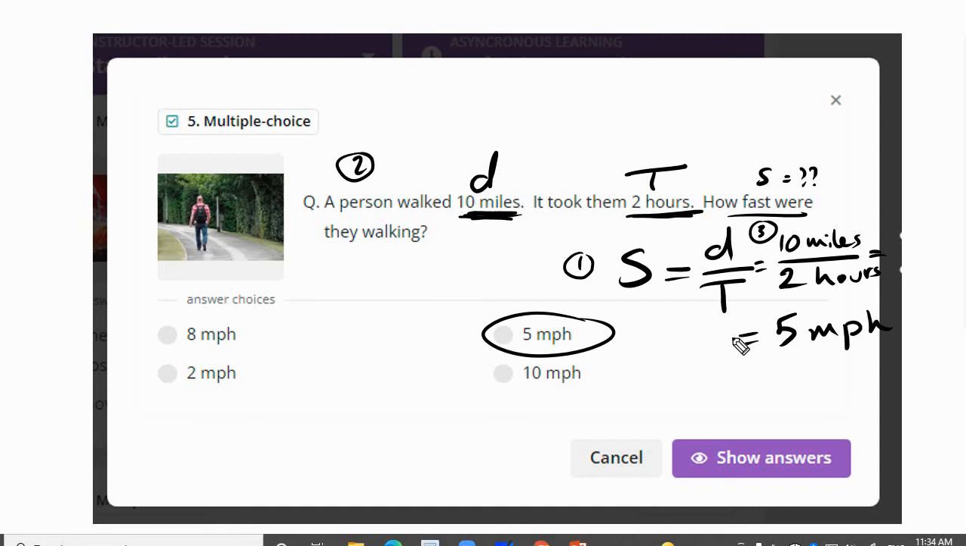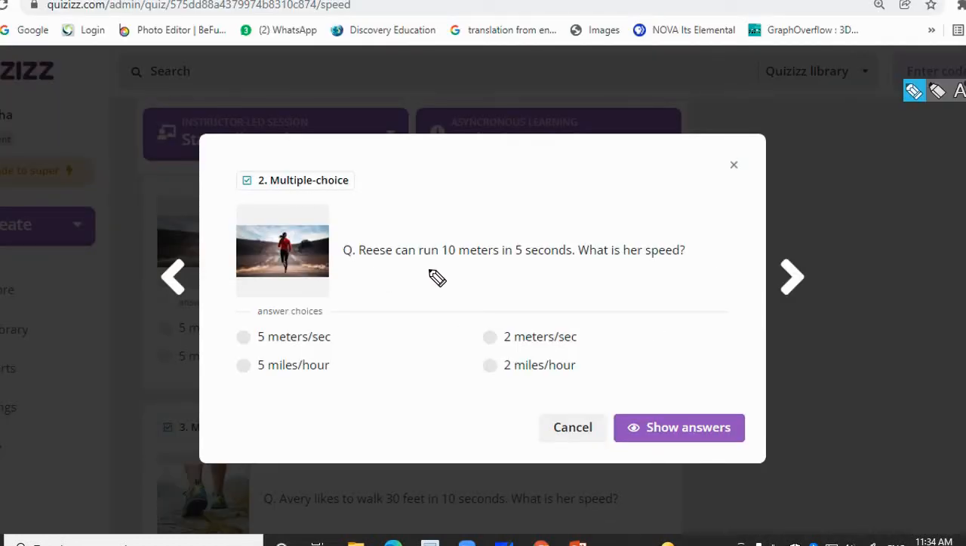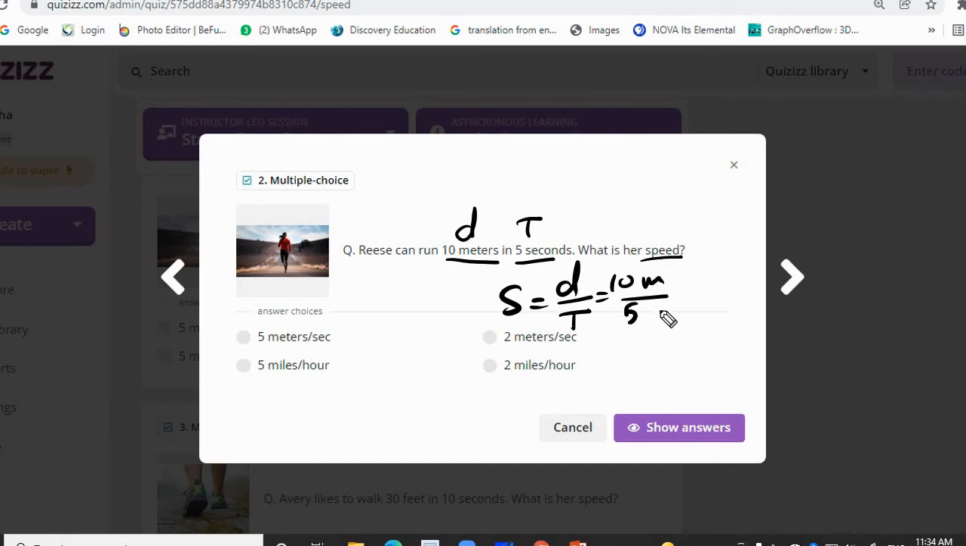Let's answer another problem. If you have a runner who moves 10 meters, we write the formula first. Speed equals distance divided by time. These 10 meters are the distance, and here 5 seconds is the time. He asked about the speed, so the distance is 10 meters divided by 5 seconds. Don't forget the units, please. The unit is so important. 10 divided by 5 equals 2 meters per second. This is the answer.